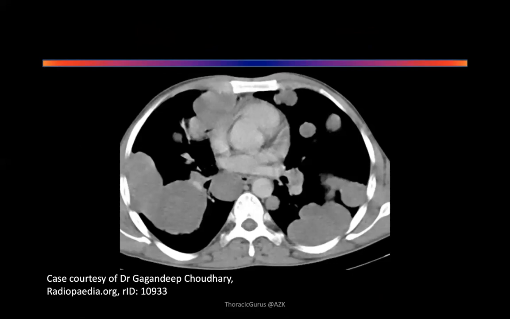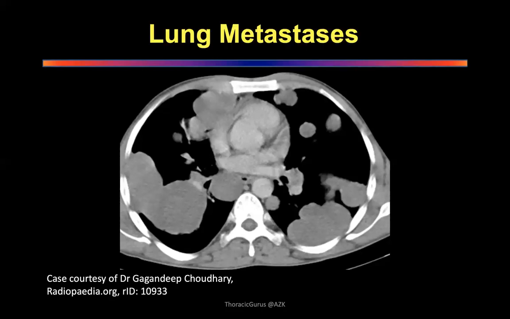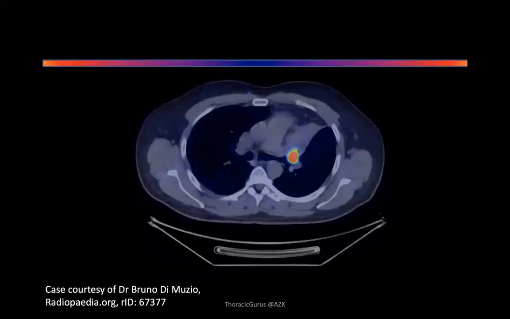Just describe it. This is an unidentified mediastinal CT scan of the chest, mediastinal window, showing multiple irregular isodense opacities seen in bilateral lung fields. Potential diagnosis? Multiple metastasis. Happy with that. Okay, well done.